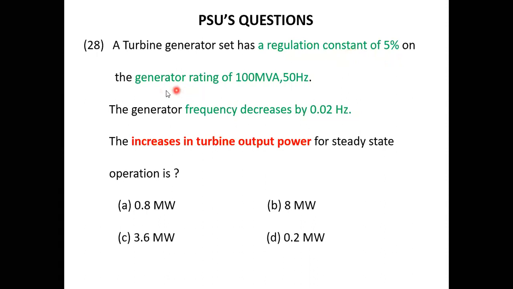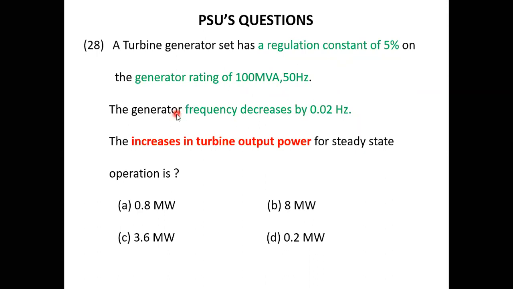Our next point is the generator rating. What is the generator rating here? 100 MVA and 50 Hz. This 50 is our rated frequency, and the rating of the generator is 100 MVA. Practically, all the alternators are operating at a fixed power factor, so you can consider this 100 MVA as 100 megawatts. So the generator rating is 100 megawatts and 50 Hz. This is one more given data.